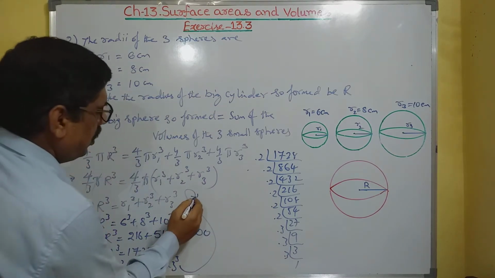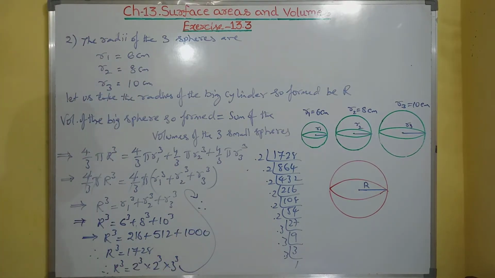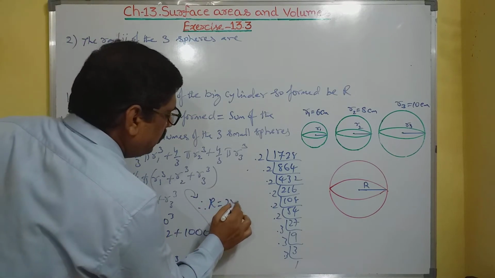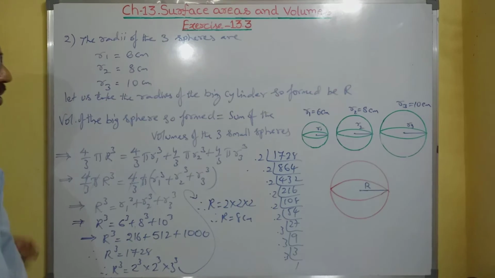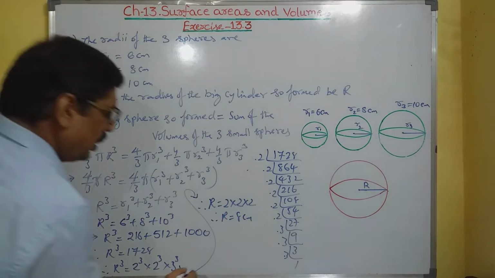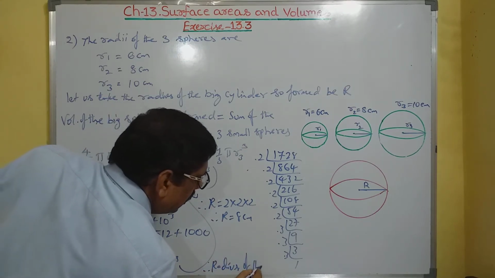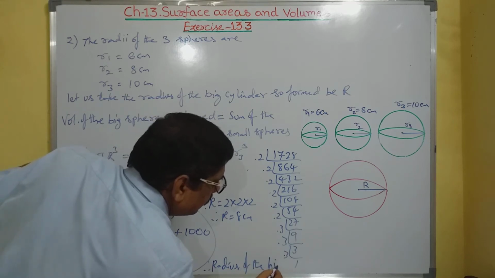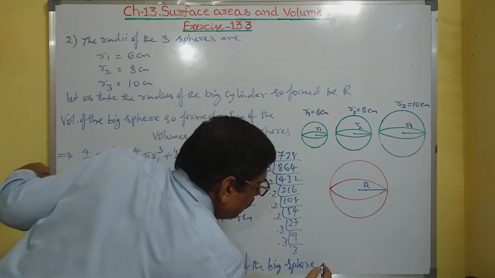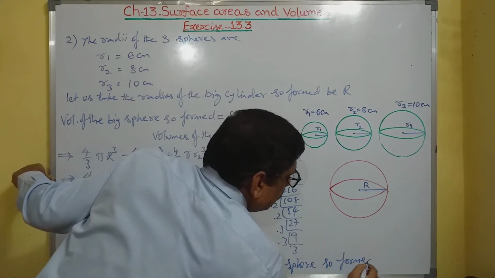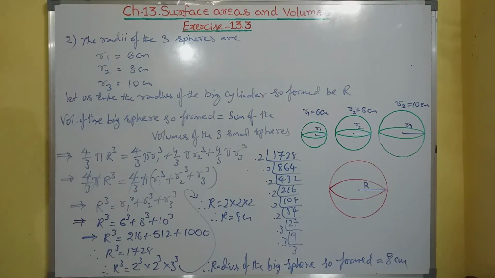Okay, now see, therefore by removing the cubes on both sides, we get R is equal to 2 into 2 into 2. Therefore, R is equal to 8 centimeters. Okay, finally we can write the conclusion that therefore radius of the big sphere so formed is equal to 8 centimeters. Okay, please copy this problem also.